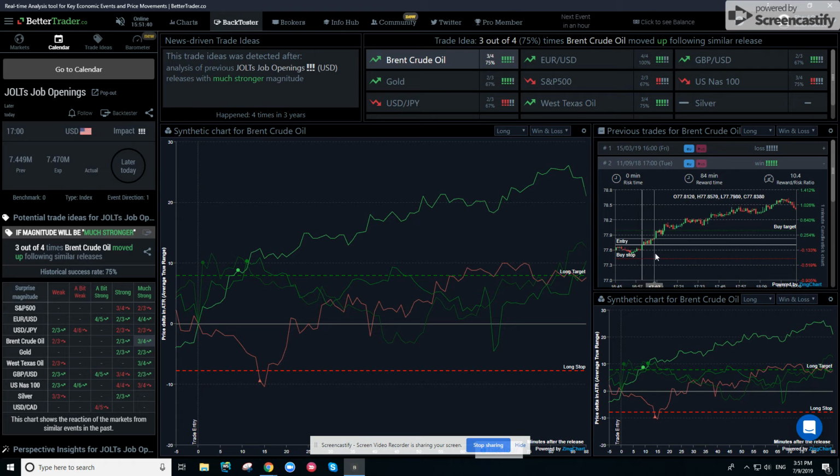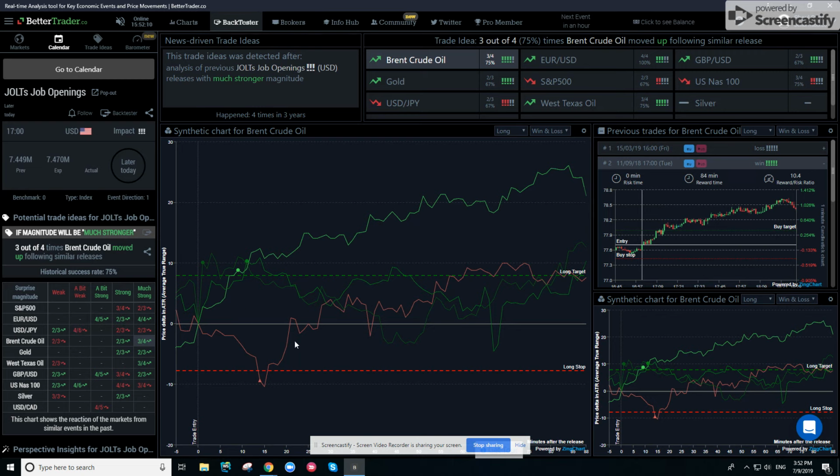This is the last 90 minutes. So we see this is when the release happened. Once the release happened, you see it steadily climb up, up, up. And now you can really see how the market was affected by this release with a much stronger magnitude. So the backtester really allows you to see how the market is affected depending on what the magnitude of surprise is, which is crucial to have a good trade.